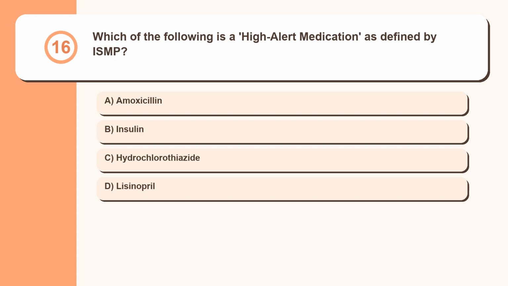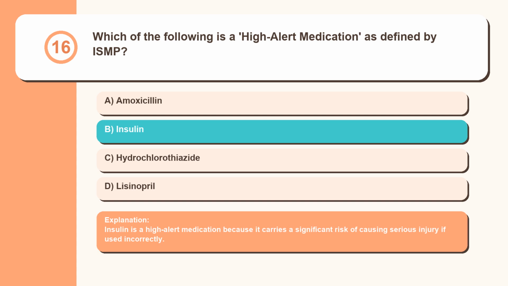Question 16. Which of the following is a high alert medication as defined by ISMP? Amoxicillin, insulin, hydrochlorothiazide, lisinopril. Insulin is a high alert medication because it carries a significant risk of causing serious injury if used incorrectly.